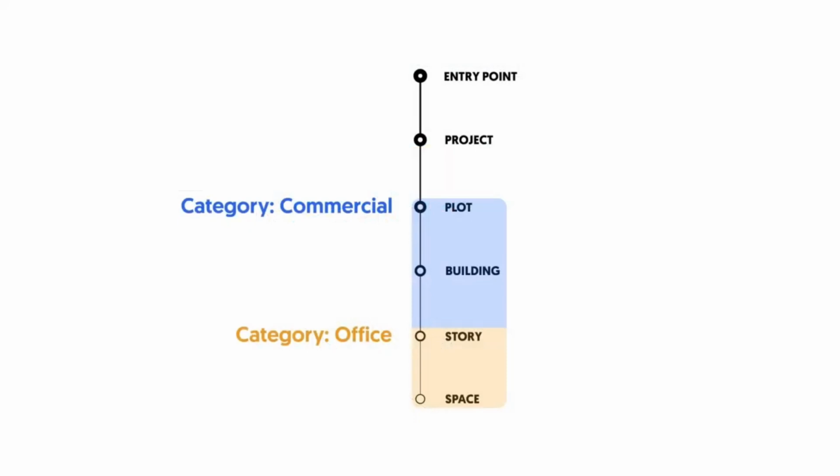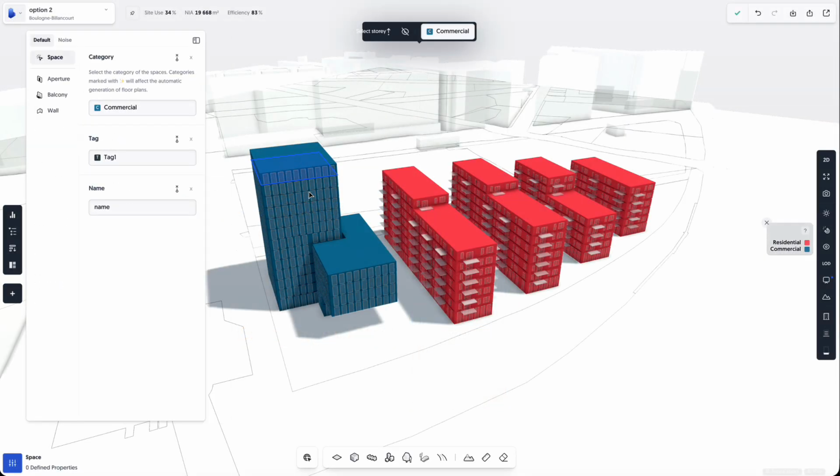Now, let's change the category of a story across multiple buildings to office spaces. Here's how that looks on the data tree. Because stories sit further down on the tree, the changes we make here override the ones higher up.